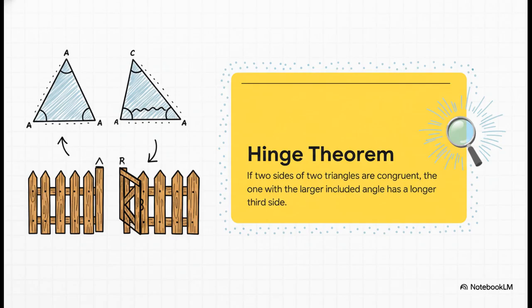It says that if you've got two triangles, and you know for a fact that two sides of one triangle are the exact same length as two sides of the other, just like our gate and the fixed fence distance, then whichever triangle has the bigger angle in between those two sides is going to have a longer third side. It's literally the gate principle, just dressed up in math language.